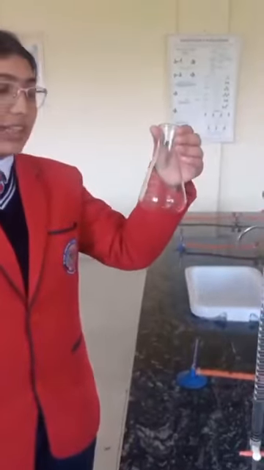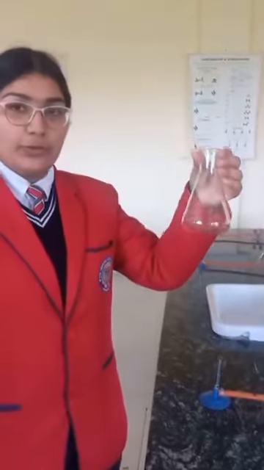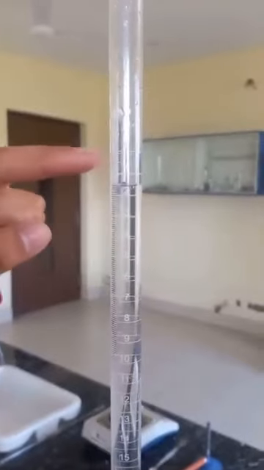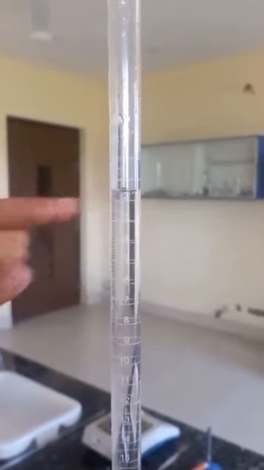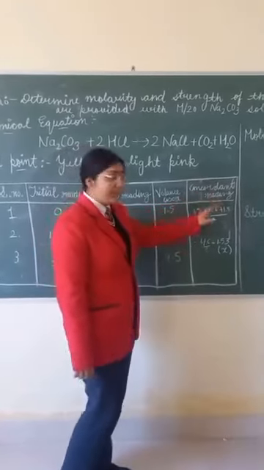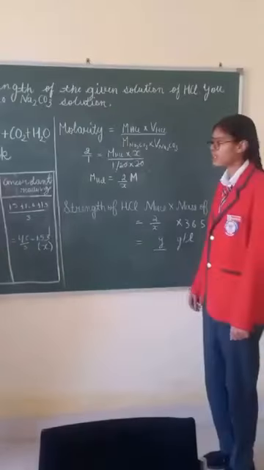Now we can see that our solution has become pink from yellow. Now we will note our readings. Our initial reading was 0 and now our reading has come to 1.5. We will take another 2 readings and we will take then concordant reading, that will be the value of x.